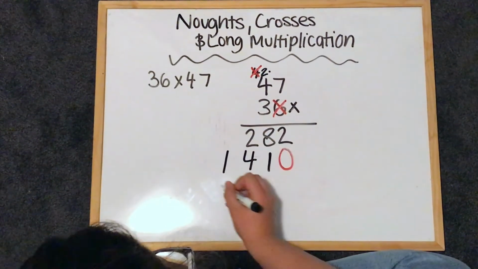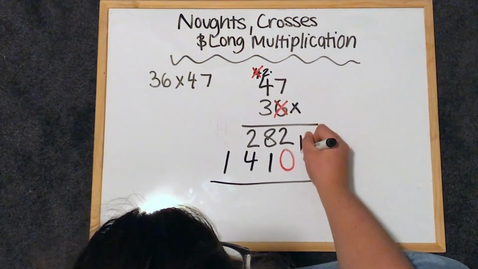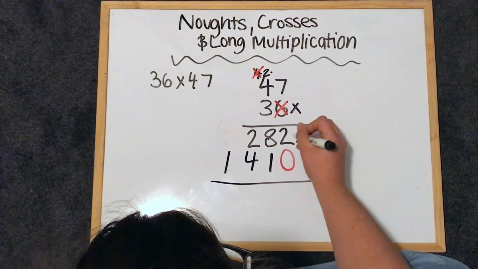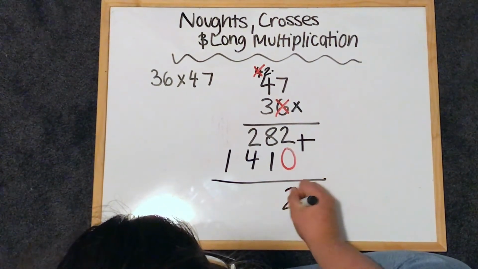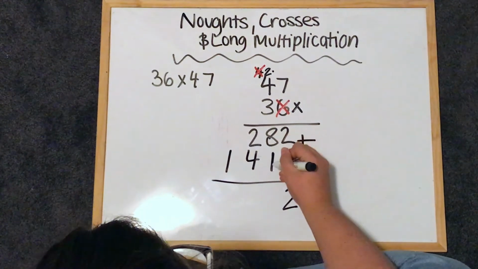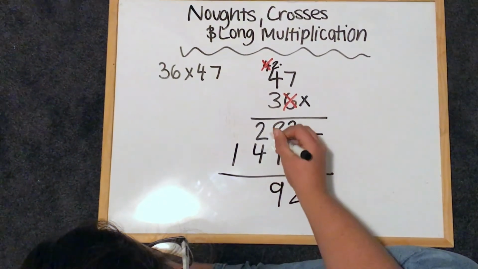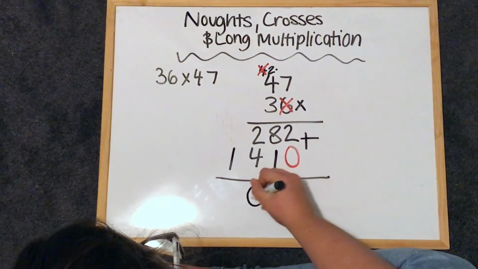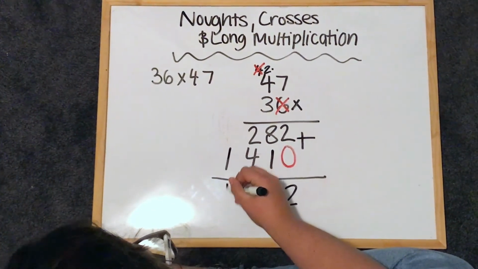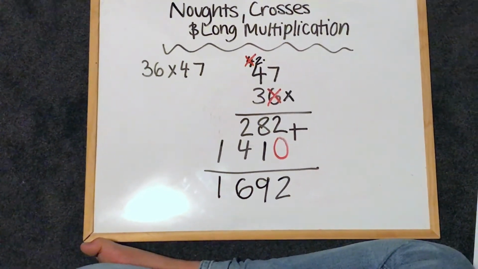Now we have come to the part of the equation where we do our additions. 2 plus 0 is equal to 2. 8 plus 1 is equal to 9. 2 plus 4 is equal to 6. And then a 1 in the thousands column. The answer is 1,692.